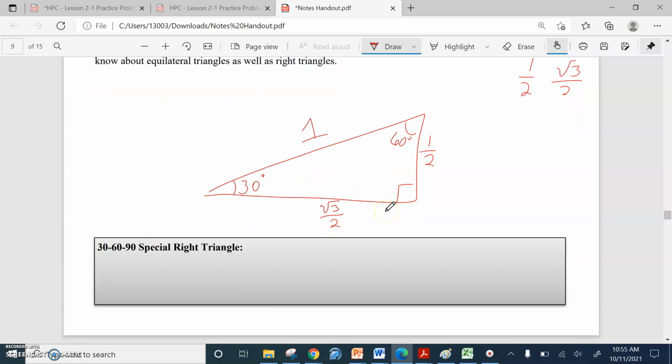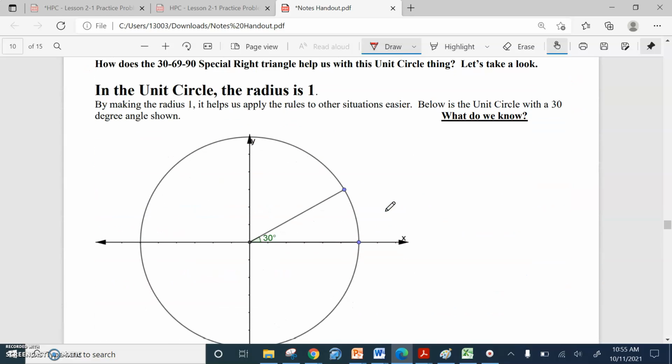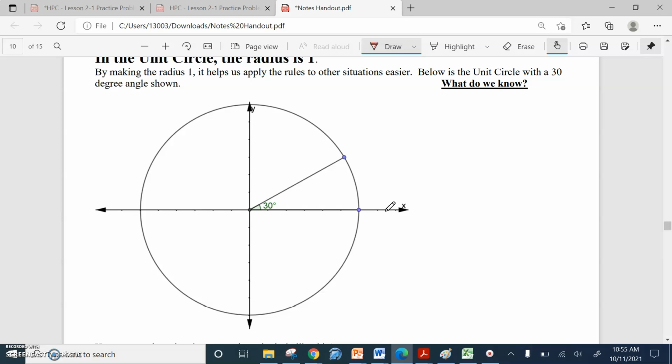And when we do that, we're going to take that into our unit circle. I'm going to drop this guy down here. And that's square root 3 over 2, and that's 1/2. Therefore, this coordinate is the square root 3 over 2 in the x direction, comma, 1/2 in the y direction.